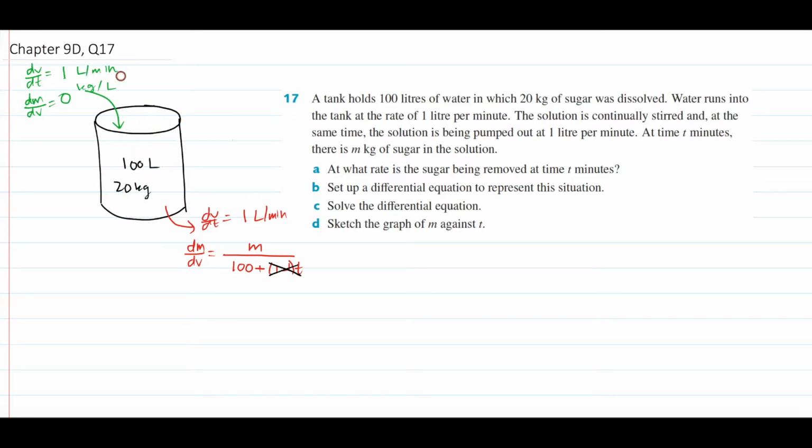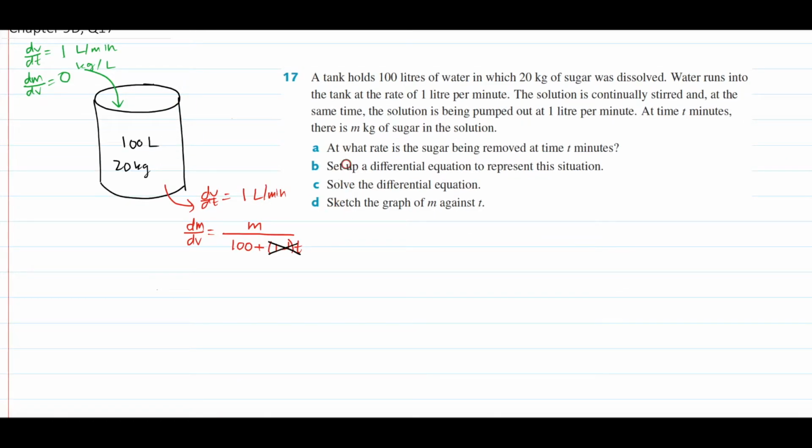Something like this. Of course, the numbers would change, but it should look something like this. Okay. Right, and then let's get into answering the question. At what rate is the sugar being removed at time t minutes? So what they're asking here is actually dm/dt, because rate is always in terms of time. Whenever they mention the word rate, that's always in terms of time. And because we're talking about sugar, of course, that's dm, not dv.